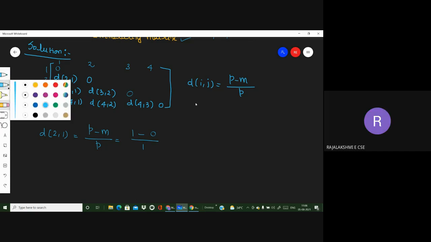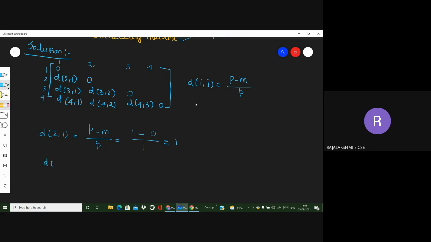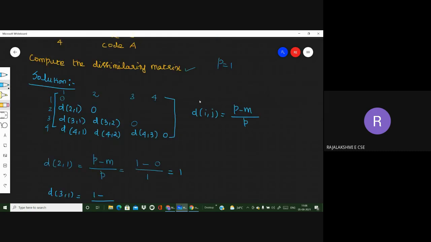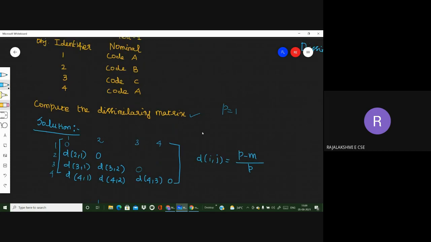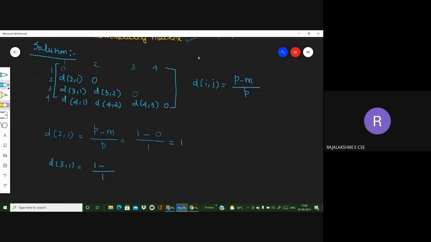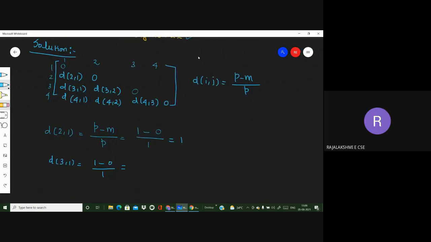Okay, therefore the value is equal to 1 over here. Similarly, can you say what about this 3 comma 1? 3 comma 1, this is as usual 1 minus something by 1. So now what is the thing between 3 and 1? 3 and 1 both are matching? No, ma'am. So the answer is same, which is equal to 1.